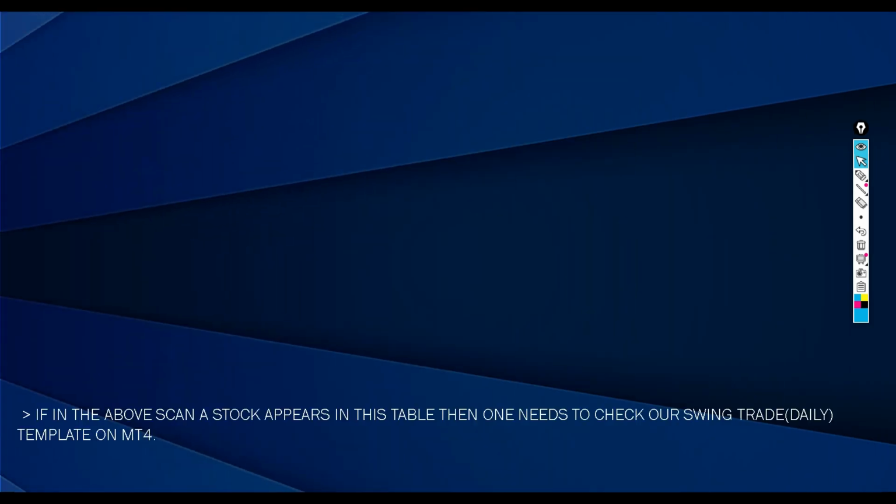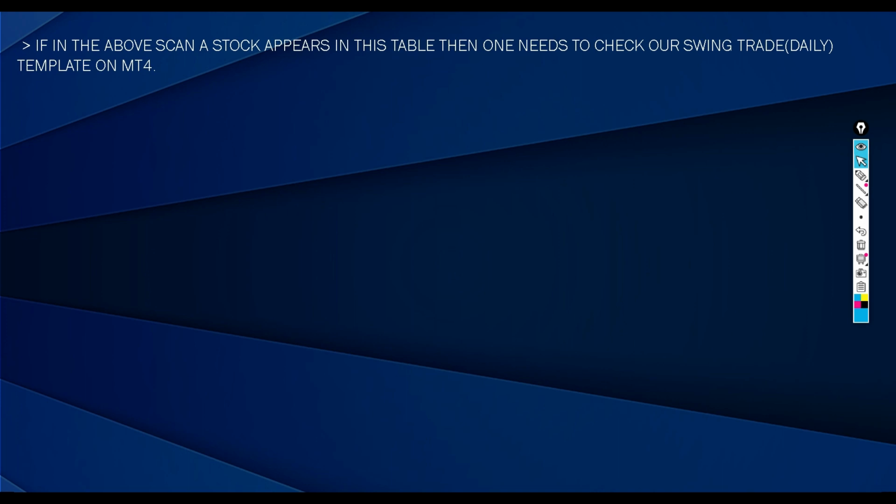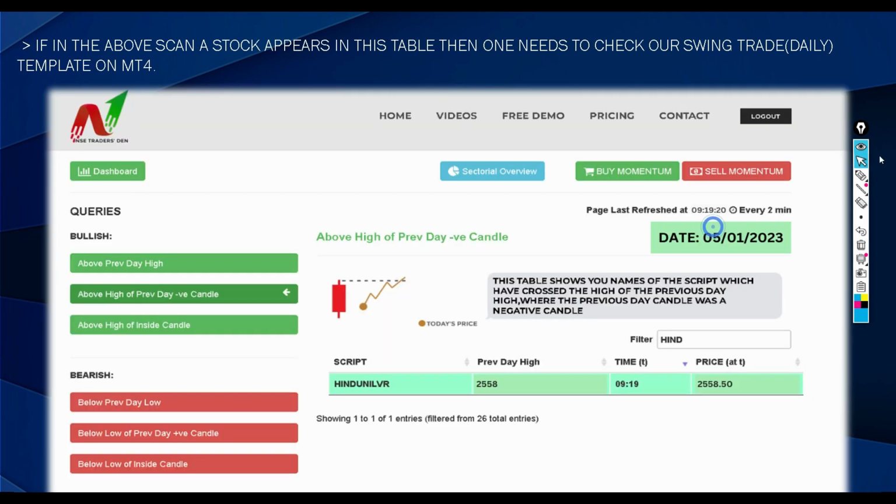Now what are the rules to confirm? First, take an example stock in MT4 from the intraday filters. We will take HUL, because that was a stock which has given a breakout. Going to the chart on the intraday filters, I can see that HUL has given a breakout on 5th of January. On 4th of January, HUL high was 2558, and on 5th of January at 9:19, HUL broke yesterday's high and went up to 2558.50. So this was a breakout of the previous negative candle day high.